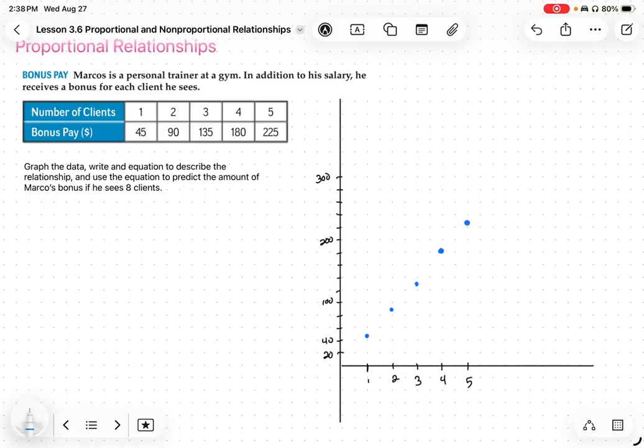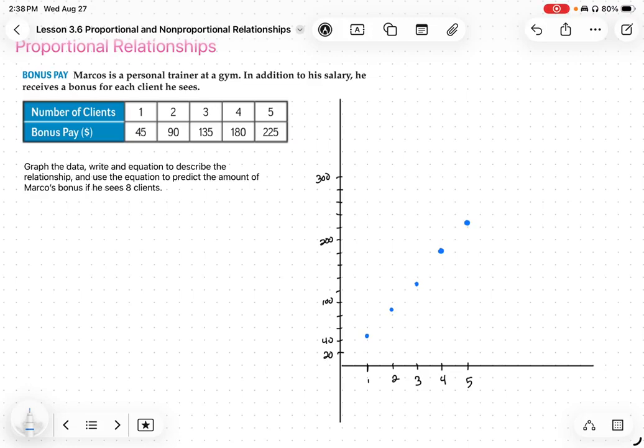Now I'm not going to connect these dots. This is going to be discrete because I cannot have part of a client. I can have one client, I can have two clients, I cannot have 1.5 clients. So this is a discrete graph. I'm not going to connect the dots. So there's my graph.